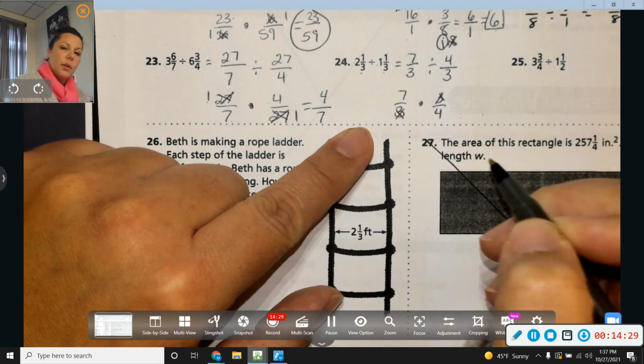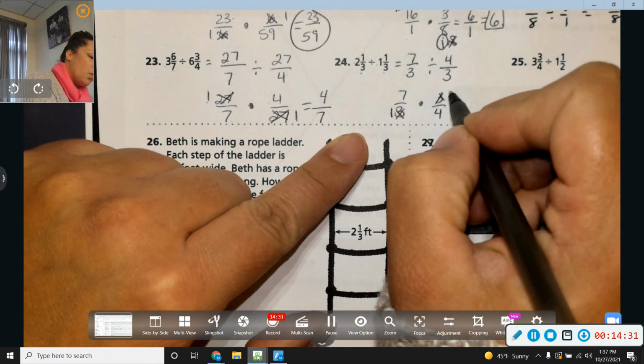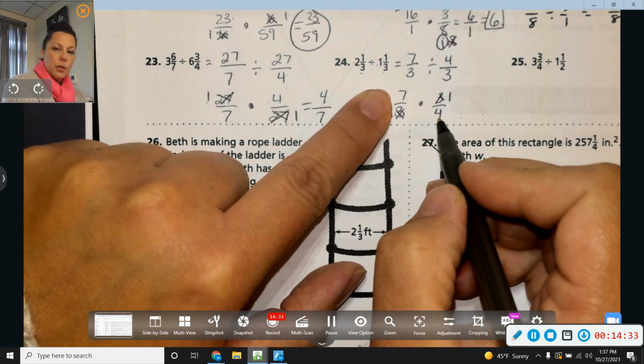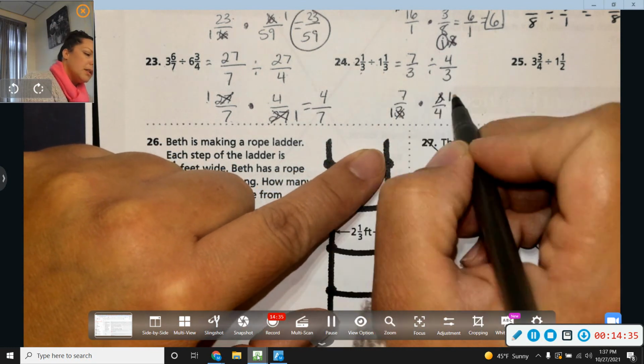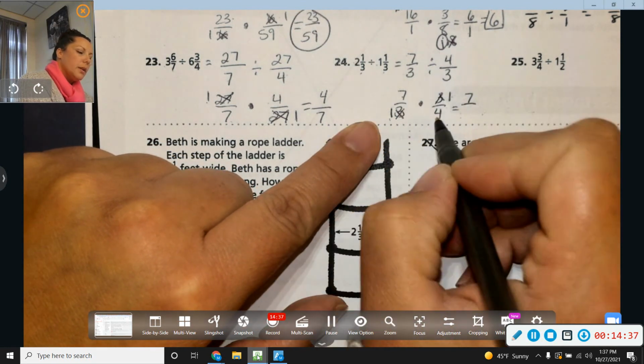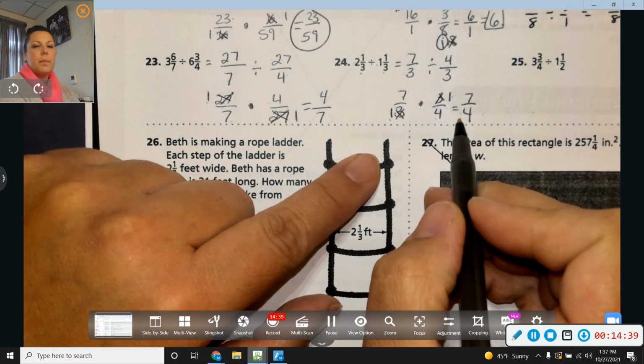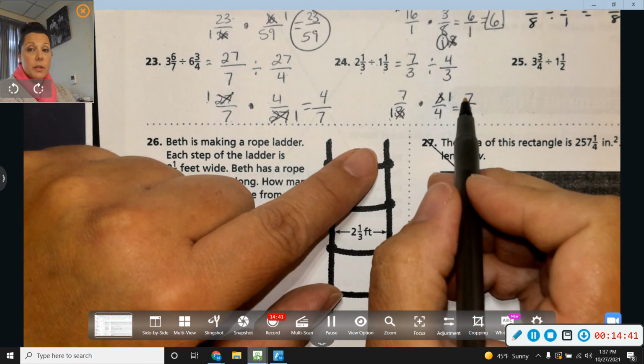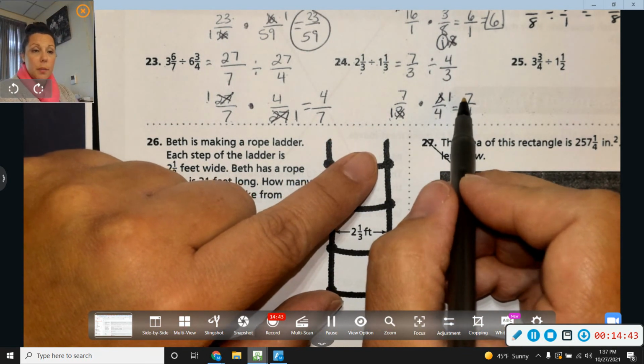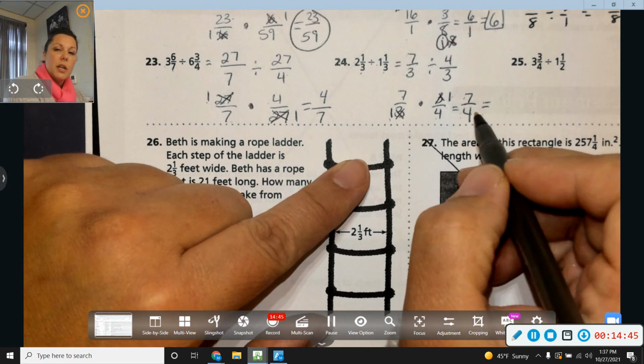Cross off my 3's because I can reduce those down to 1's. 7 and 4 don't reduce. So now I have 7 times 1 is 7. 1 times 4 is 4. Am I done? No, 7 is bigger. I do not want a bigger number on top. So I need to change it to a mixed number.